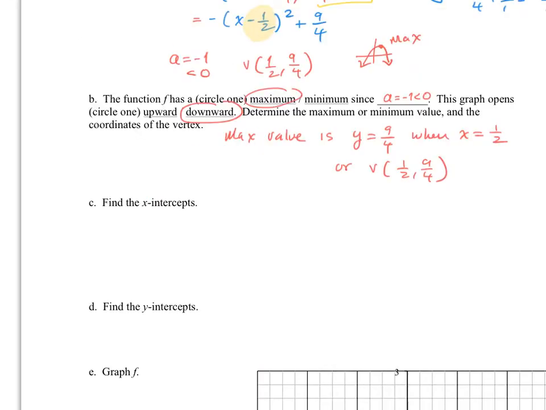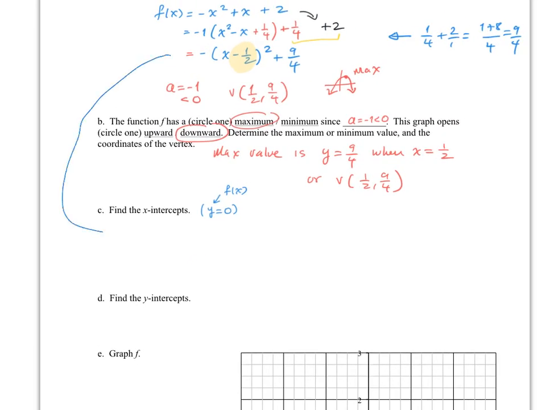Alright, so now let's find the x-intercepts. Remember the x-intercept means that y is equal to 0. Don't forget that y and f of x is the same thing. So therefore from this equation, plugging here, we get that 0 is equal to minus x minus 1/2 squared plus 9/4. So if we move this to the side, we'll end up with x minus 1/2 squared is equal to 9/4.